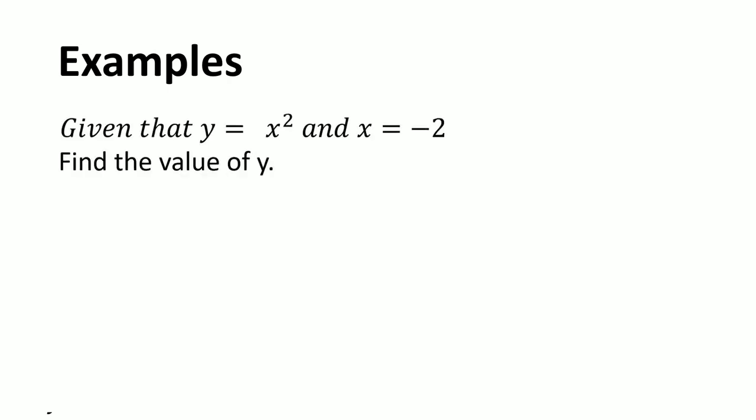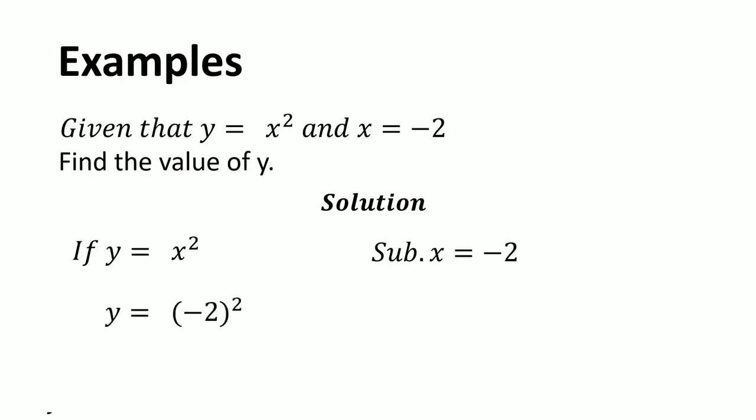Let's look at another example. If I were given y equals x squared and x equals negative 2, and I were required to find the value of y, then here is my solution. I do a substitution of x equals negative 2 in the given equation. Remember, sub is the shortened version for the word substitute. So when I substitute x equals negative 2 in the equation, I will have y equals negative 2 squared.